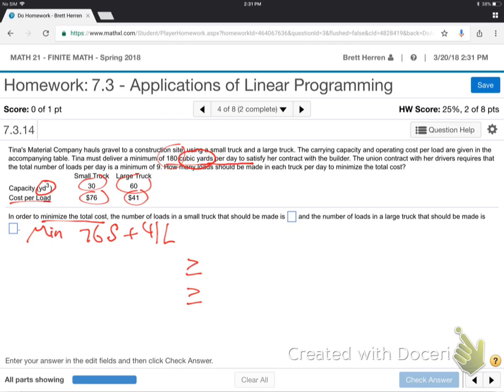So, 30S plus 60L is at least 180, right? So I'm doing that. Cubic yards for small, large: 30, 60, 180. See how that works? What comes next? The total requires a total number of loads per day, 9. Loads per day. That means small trucks plus large trucks is at least 9. That's just loads.